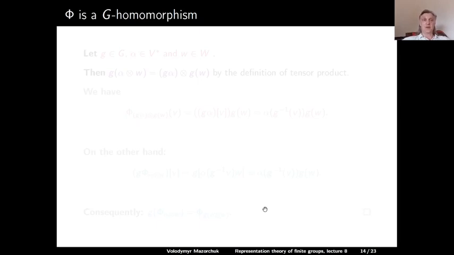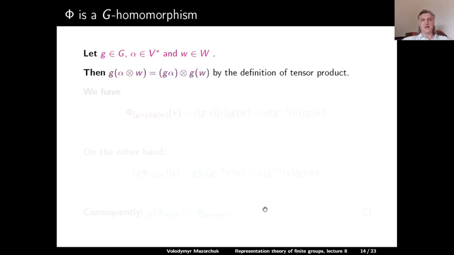Finally, let us check that phi is a homomorphism of G modules. So let g be an element in the group, alpha an element in V star, and w an element in W. Then g applied to the tensor product of alpha and w by definition is equal to the tensor product of g alpha and g of w. So the corresponding phi, the phi which corresponds to g alpha tensor gw, evaluated at v, again by definition, is g alpha evaluated at v times g of w. So this is just from the formula defining phi. And using the definition of how g acts on alpha, g acting on alpha and then evaluated at v is equal to alpha applied to g inverse of v. So this is an element in W which we get by evaluating phi corresponding to g alpha tensor g of w at v.